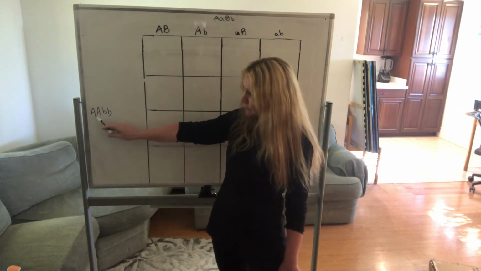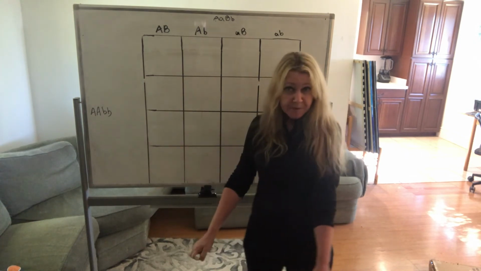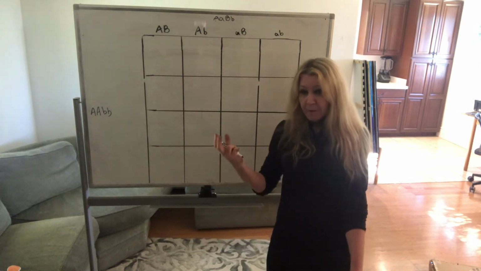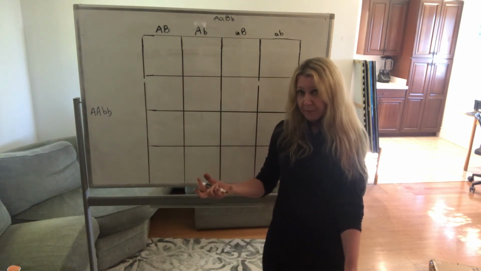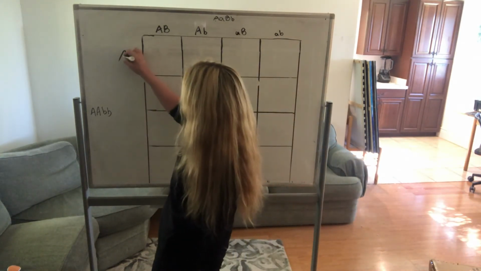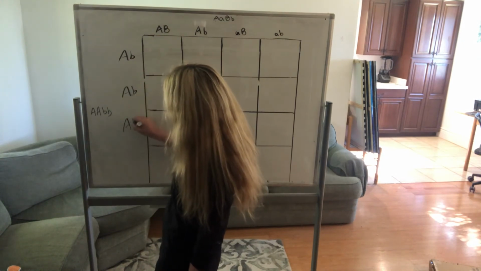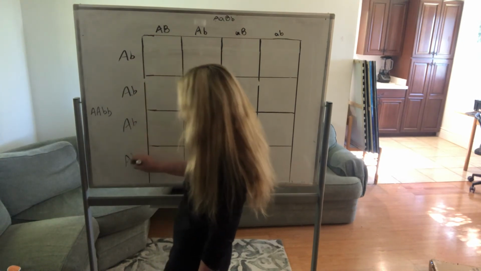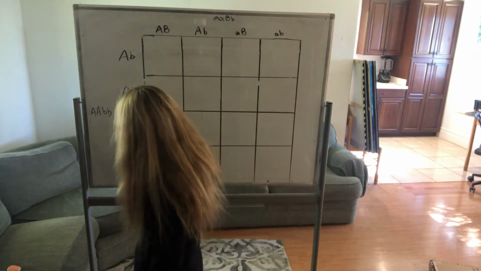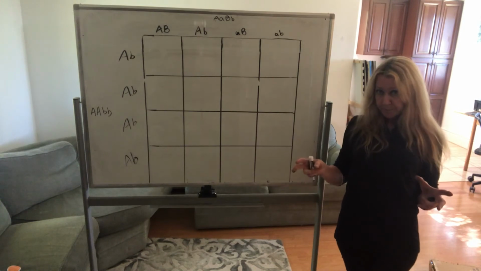So first, outer, inner, last. You'll notice for this one, they're all going to be the same because they only have big A and they only have little b. There's no other combinations here. So first is going to be the same as the outer, the inner, and the last. Remember, we need one of each of these genes, okay?